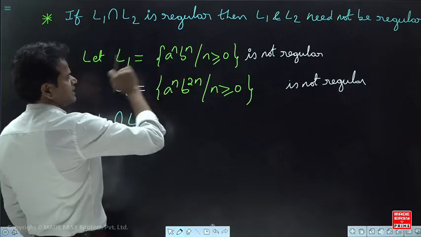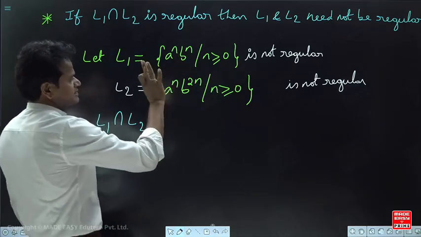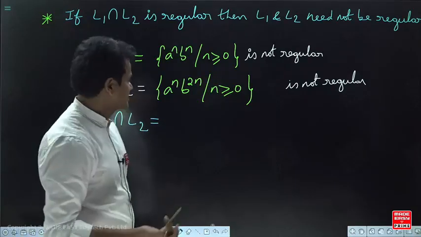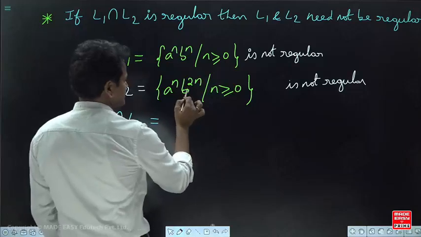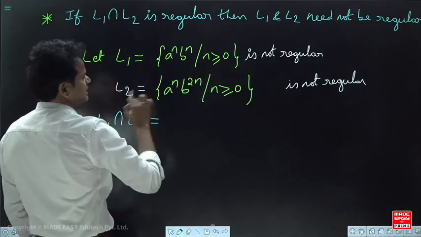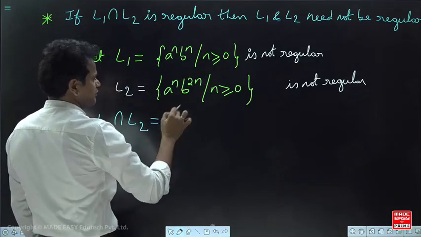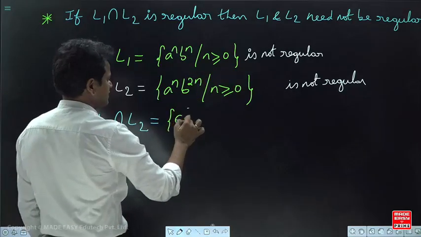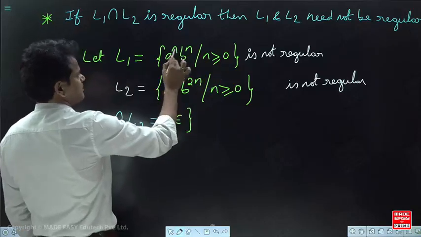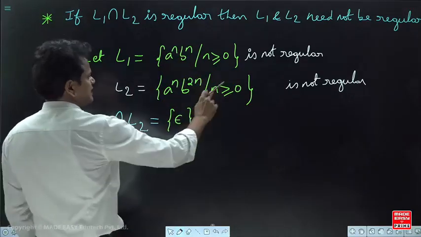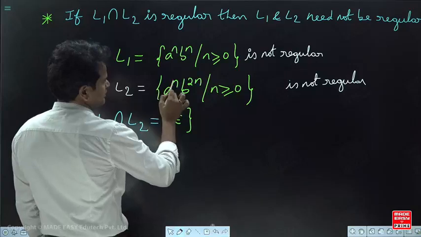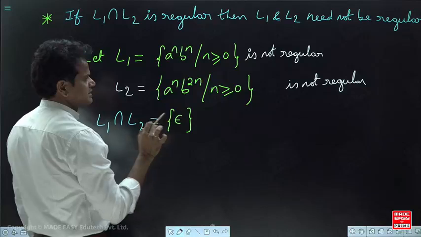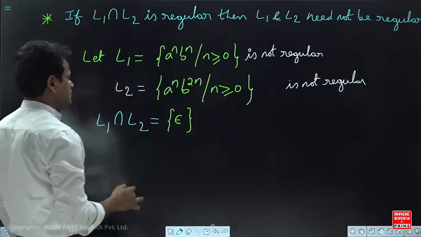Here a's and b's are equal. Here b's are double to a's. So what is the intersection? Except epsilon, no string is common. When n is 0, a power 0, b power 0 is epsilon. Here also when n is 0, a power 0, b power 2 into 0 is epsilon. Only epsilon is the common string. No other string is common in L1 and L2.